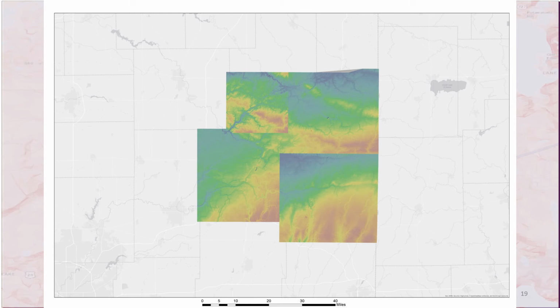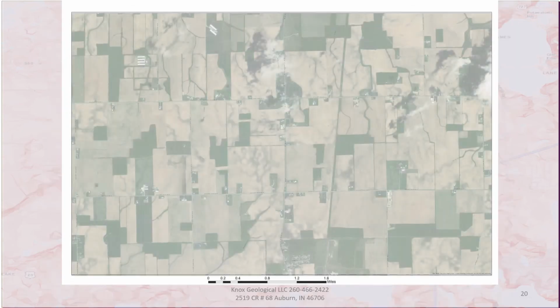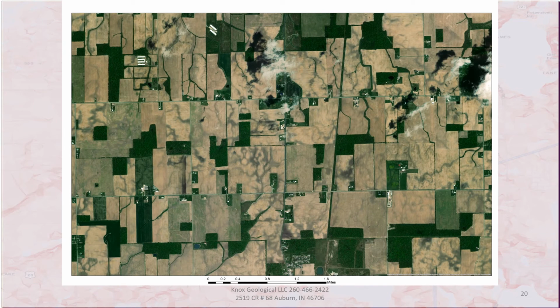Here is Jay County. We have Blackford County, Delaware County, and Randolph County. We're going to look in this central portion of Jay County. Here is the imagery of the area. As you can see, it's mostly farmland, abundant amount of trees out here, roads, houses, some culture.